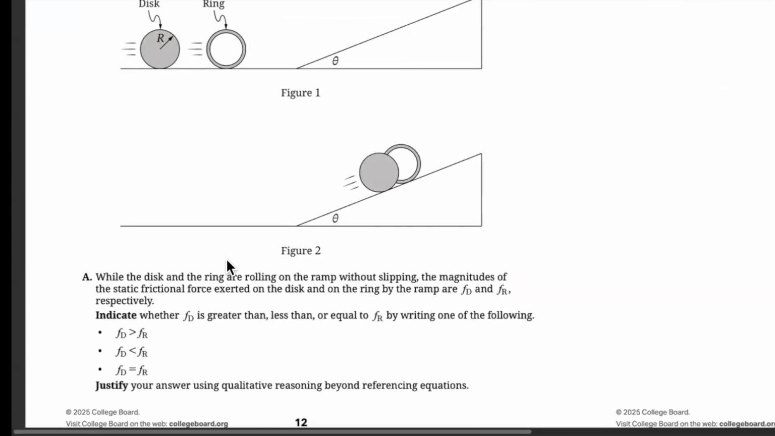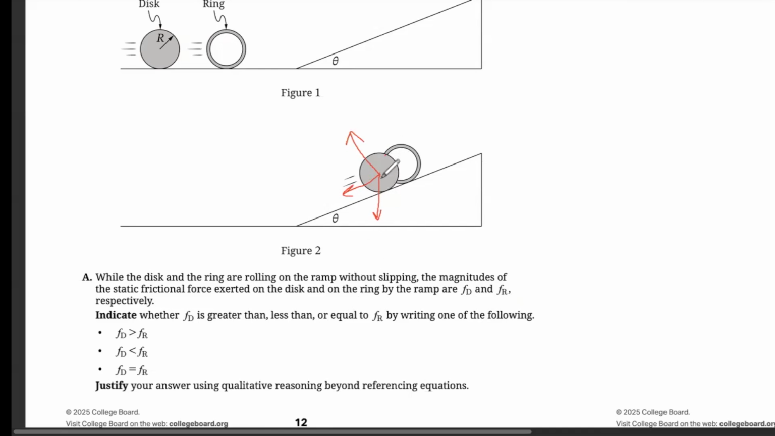Let's see, you have static friction force on each, and indicate whether the force of friction on the disc is greater than, less than, or equal to the force of friction on the ring. Well, they both have the same gravitational force, and if you draw a free body diagram for these, they're going to have gravitational force, friction down the ramp, based on how they're rolling, as well as normal force. Now, I'm not actually showing you where these forces are being applied because it doesn't matter here.